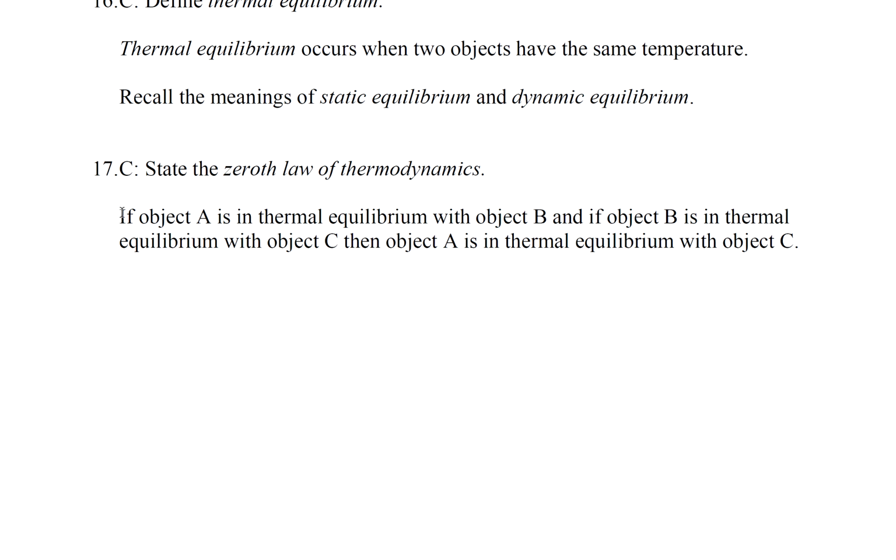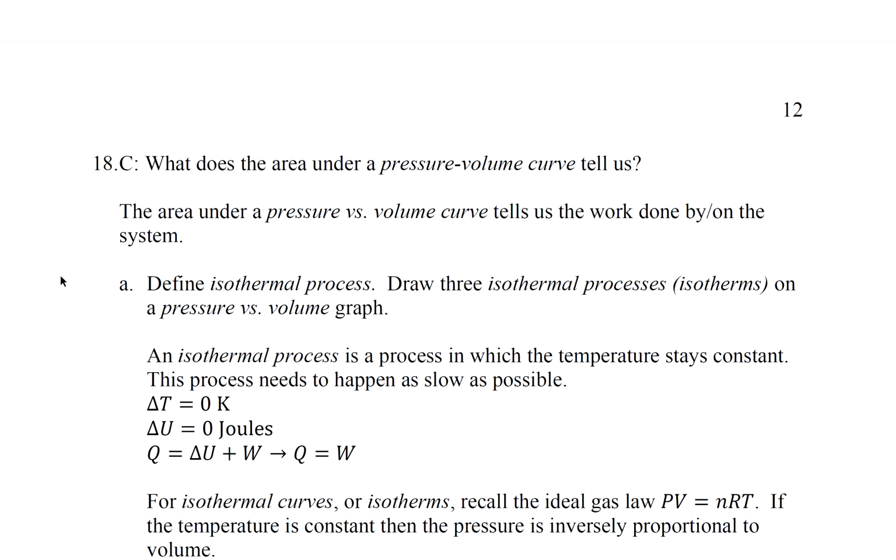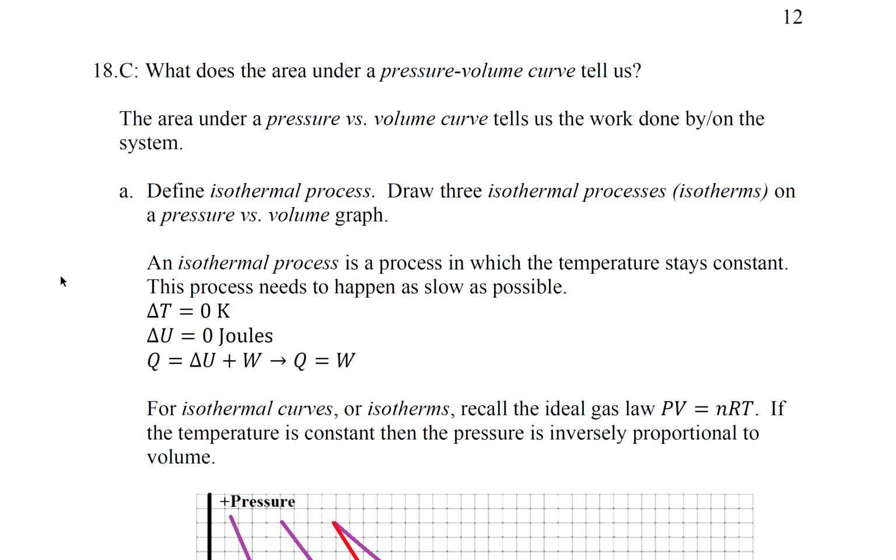Question 17, state the zeroth law of thermodynamics. If object A is in thermal equilibrium with object B, and if object B is in thermal equilibrium with object C, then object A is in thermal equilibrium with object C. Question 18, what does the area under a pressure volume curve tell us? The area under a pressure versus volume curve tells us the work done by or on the system.